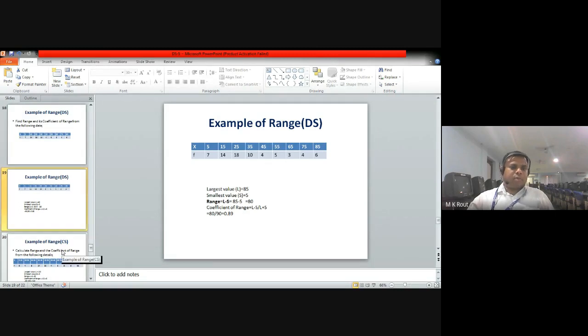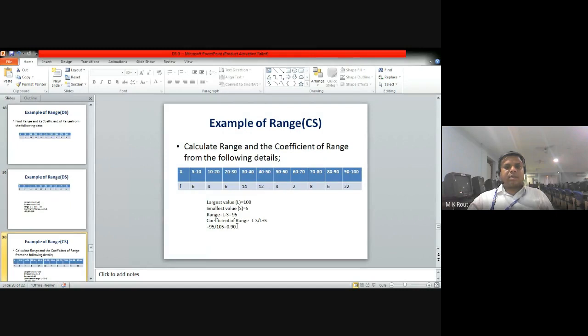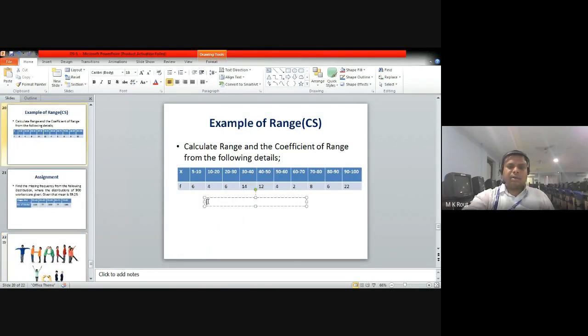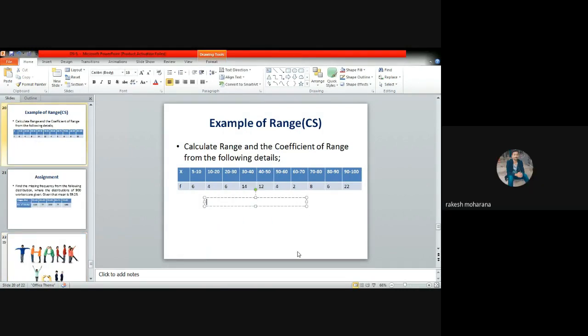Okay. Moving to next type of problem, that belongs to continuous series. So in case of continuous series, I just deleted that one. So what is the maximum value here? 95, sir.